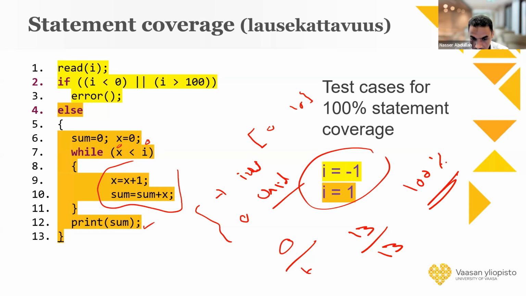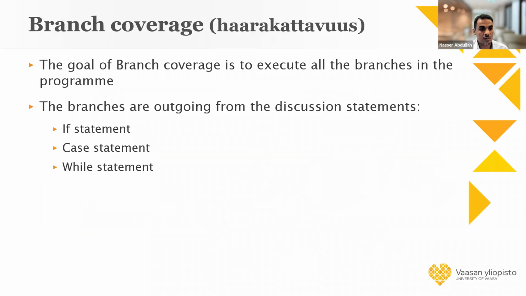Okay, guys. So in these methods, the important thing is to select not only valid and invalid, but also inputs that should be covered the maximum number of the statements. For example, here we're talking about the statement, so the maximum number of statements. So this is about the statement. Let's now move to the next, which is branch.